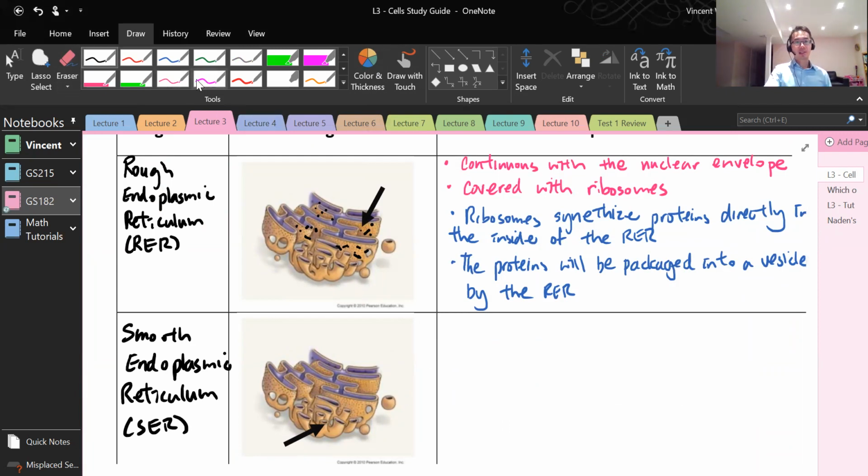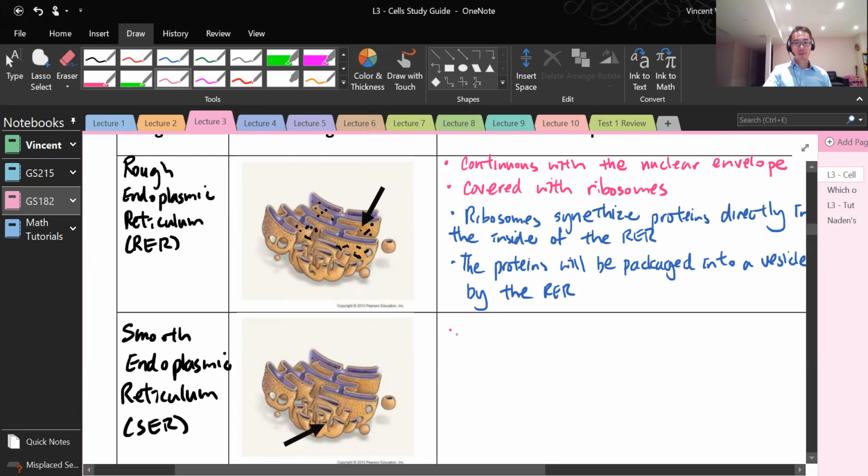And let's go through the description first. It is continuous with rough ER, but not directly touching the nuclear envelope anymore, right? We're really, really far out. And they are not covered by ribosomes, so it appears to be smooth under the microscope.